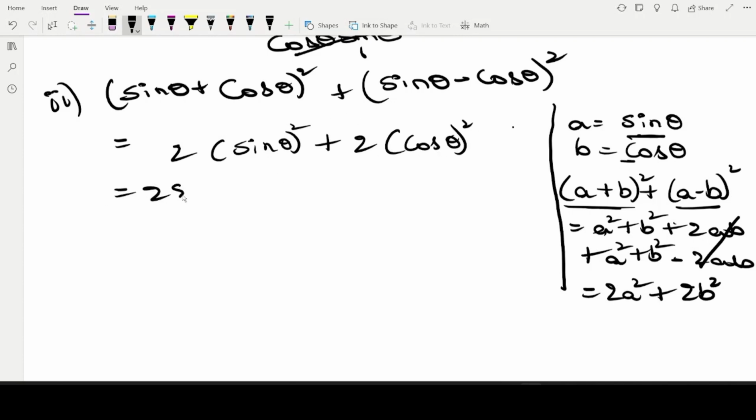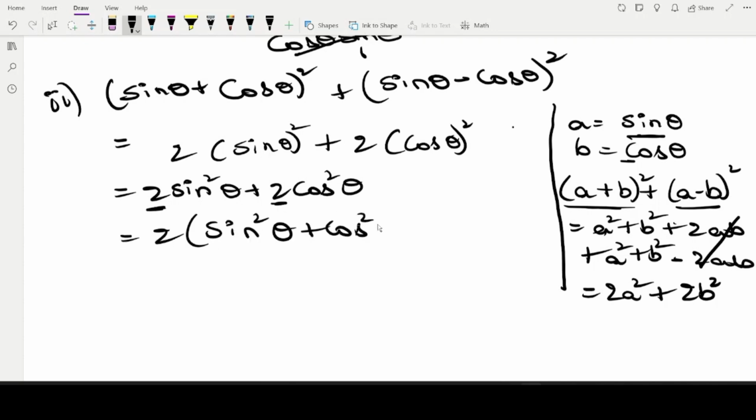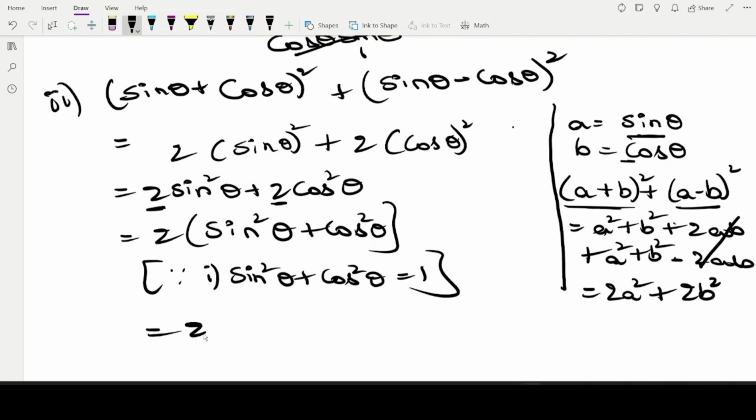So this becomes 2 into sin theta whole square is 2 sin square theta plus 2 into cos square theta is 2 cos square theta. So here you can common out both the 2's. If you common out 2, you are left with 2 into sin square theta plus cos square theta. We know that from identity 1, sin square theta plus cos square theta is 1. Now when you substitute here, 2 into 1 is 2. So this is the problem.